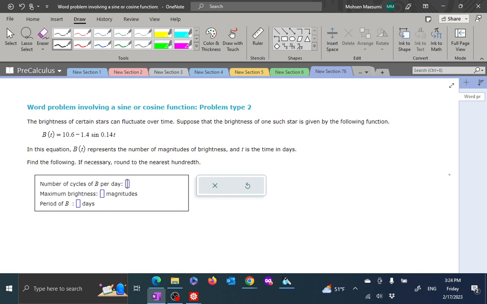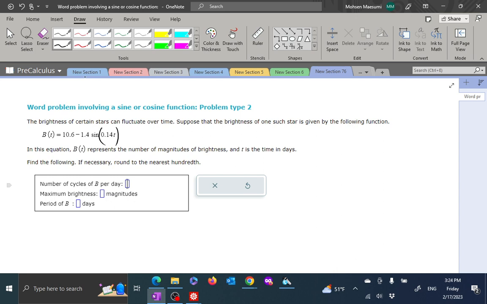brightness of certain stars can fluctuate over time. Suppose that the brightness of one such star is given by the following function. B of t is 10.6 minus 1.4 sine of 0.14 t. So again, we have here, this whole thing has to be in parentheses. In this equation, B of t represents the magnitude of brightness. So stars come with a certain magnitude of brightness, and t is time in days.